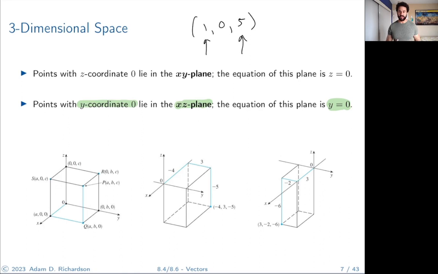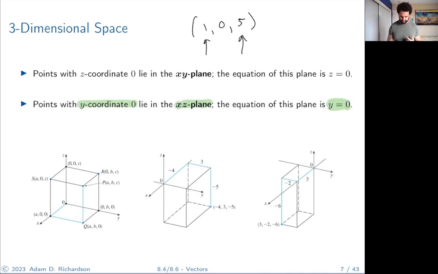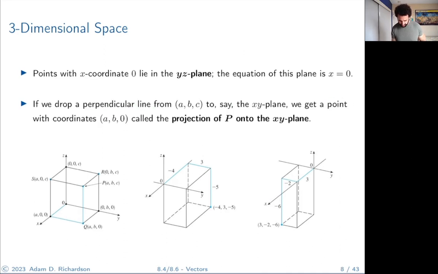I realize I forgot it on the slides, so I'll include it after this, but points where the x coordinate is 0, those lie in the yz plane, and the equation of that is x equals 0. I don't think I have that here, do I? Oh, no, I do. I just put it on the next slide. That's all, just to give myself some space. Here we go. So points with an x coordinate 0 lie in the yz plane, and the equation of that plane is x equals 0.